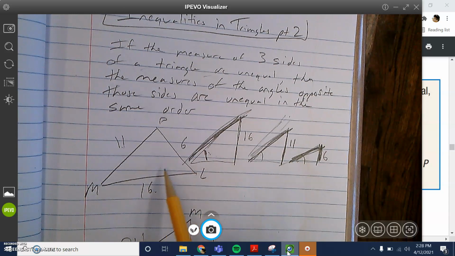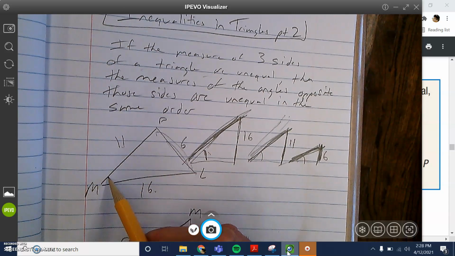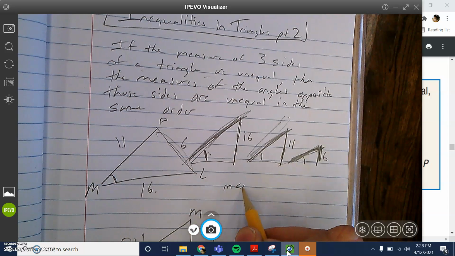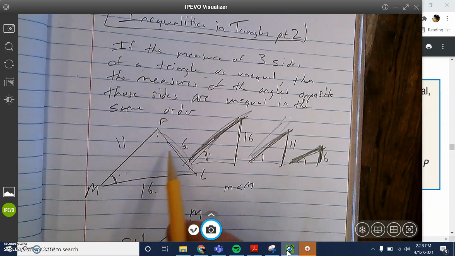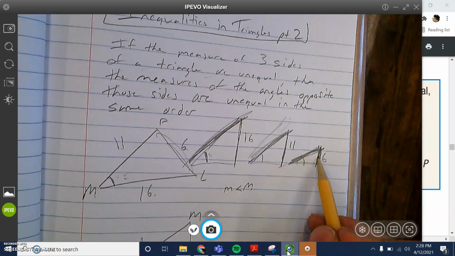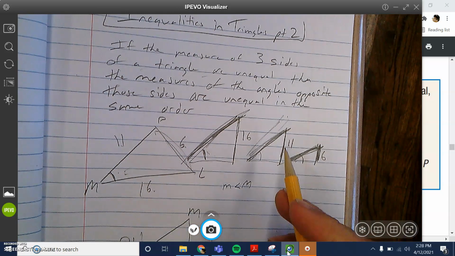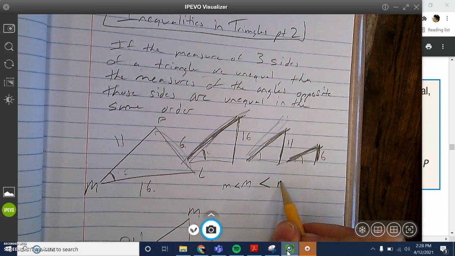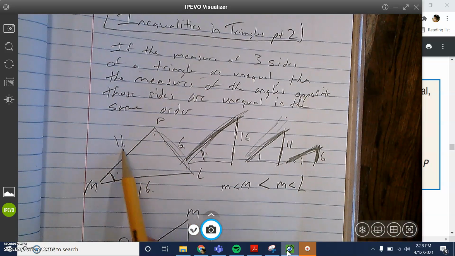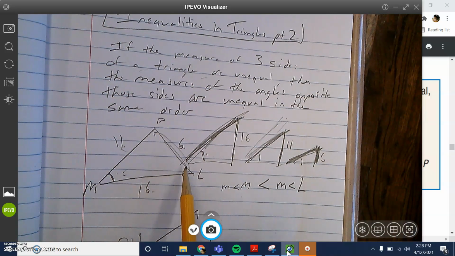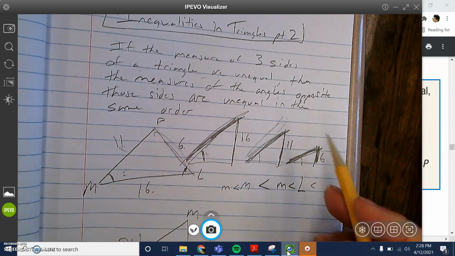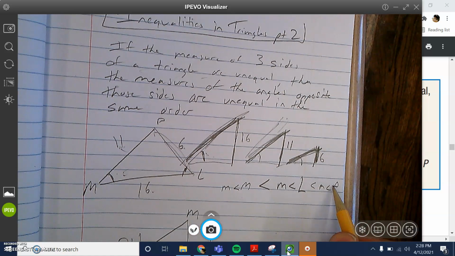So the side is 6. So this angle here, angle M, the measure of angle M is the smallest angle. Why? Because it doesn't have to open up as much in order to get to the 6. Then angle L, the measure of angle L, is the next biggest angle, followed by the measure of angle P.